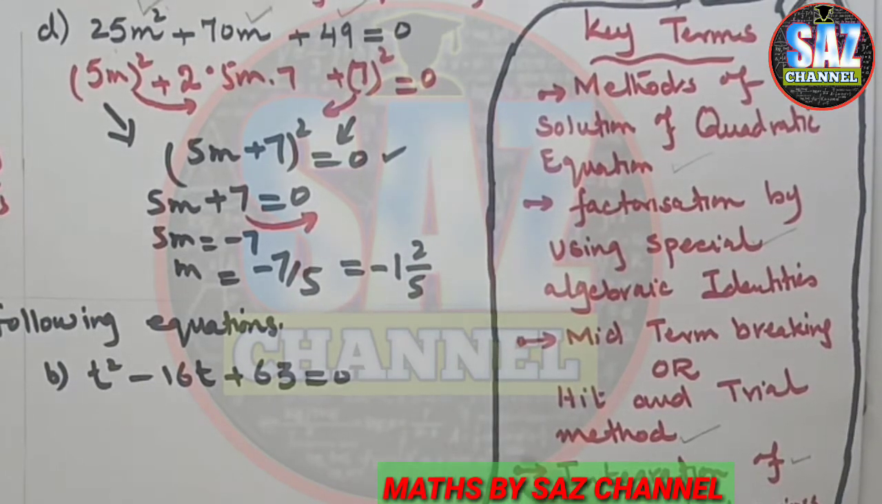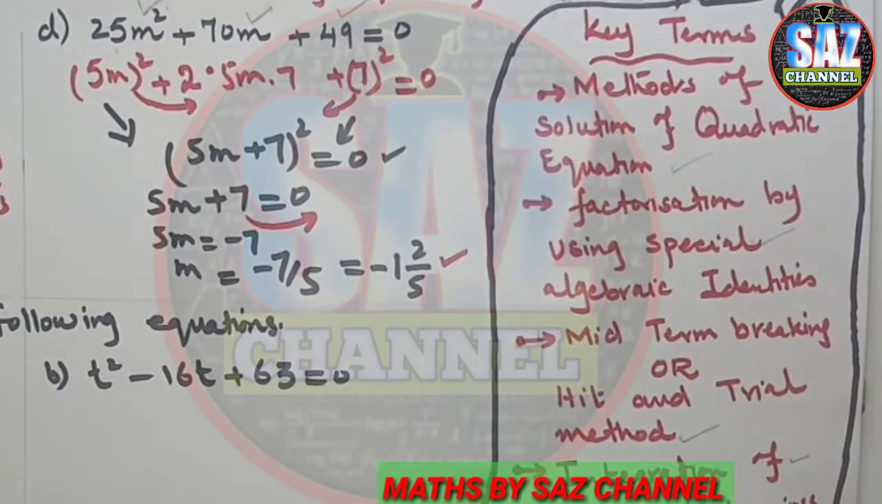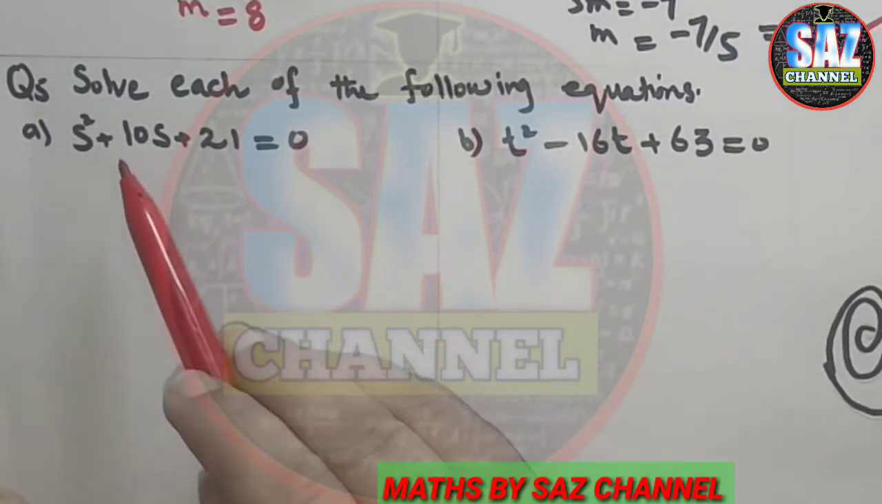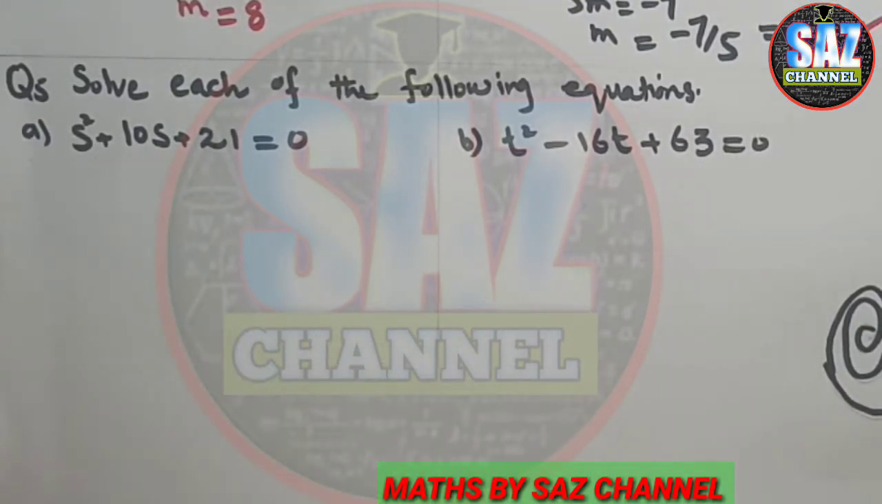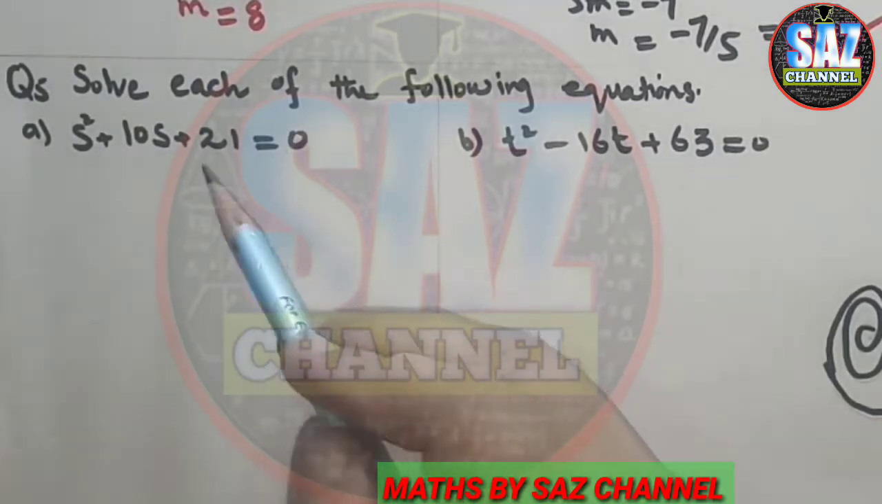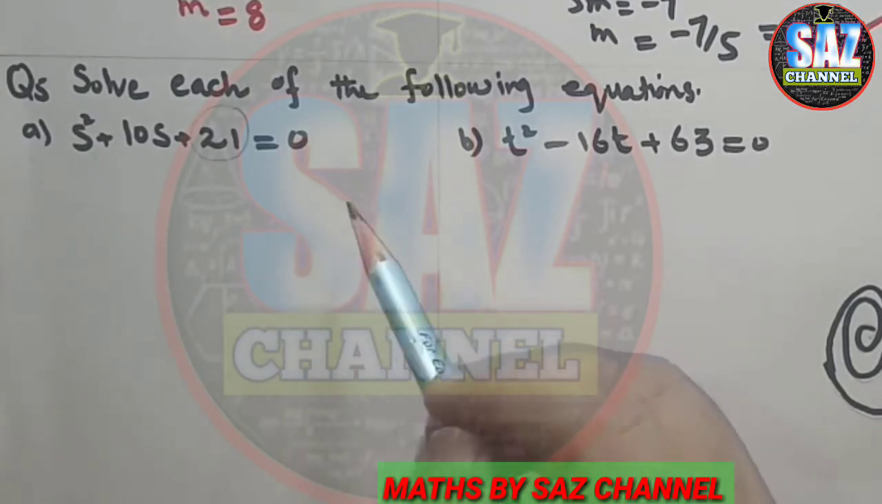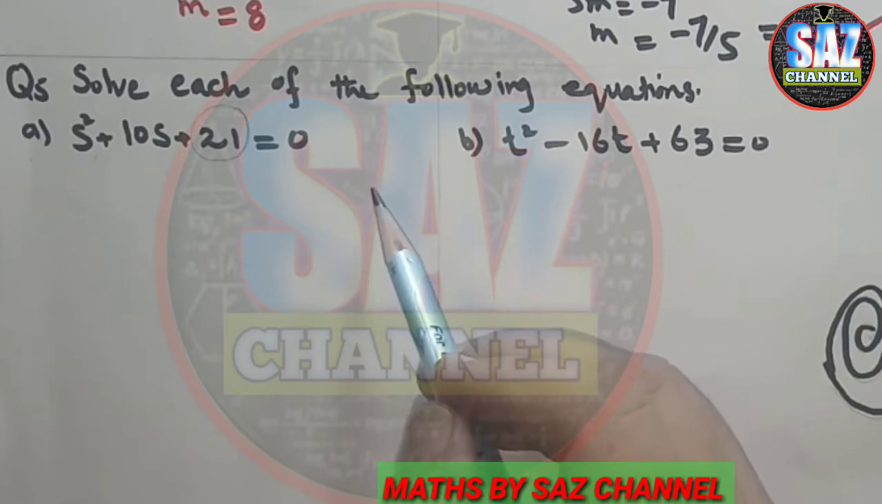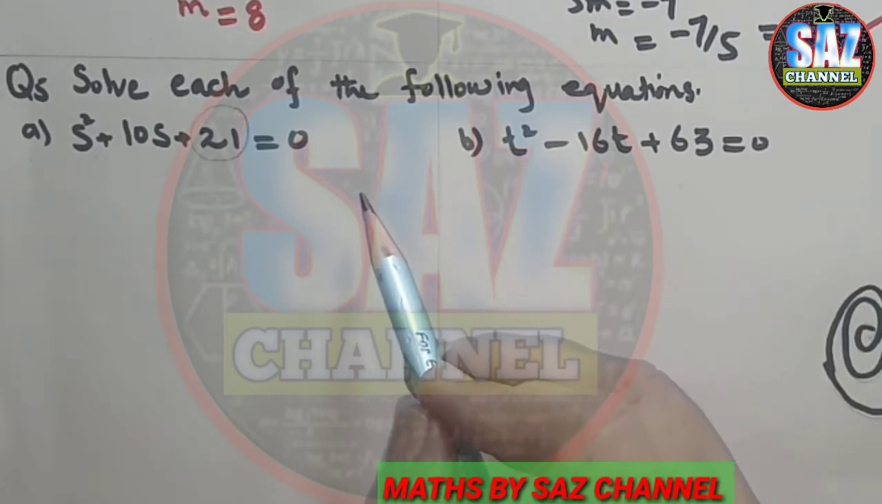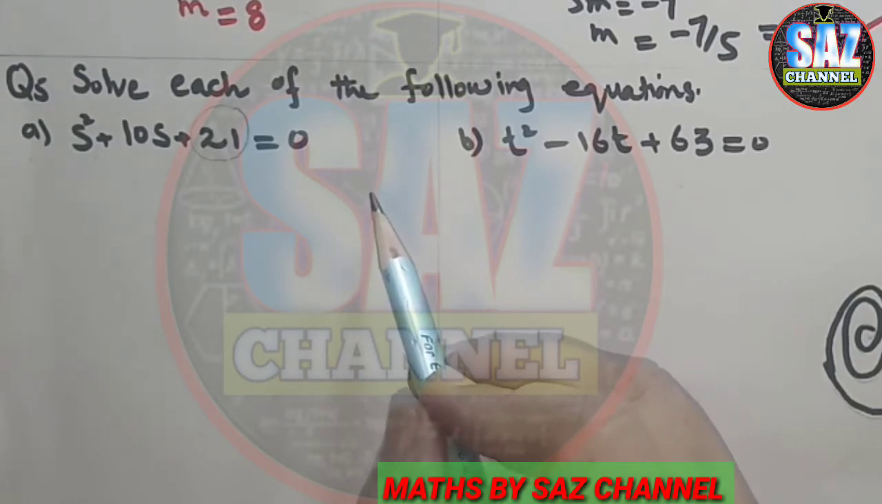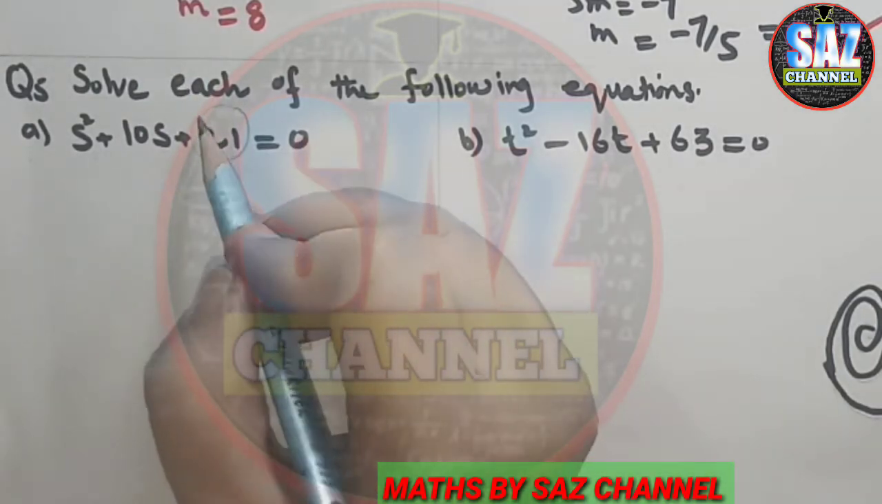I hope you are clear about these two questions, and before solving the question you must watch carefully whether the question can be solved by the hit and trial method or by any one of the perfect square identities. Coming to the next question, it says s square plus 10s plus 21 equals to 0. Here the third term, which is 21, is not a perfect square, so we will preferably go with the hit and trial method. We have discussed a lot about the hit and trial method in chapter number 3. If you find any difficulty in understanding the method of hit and trial, you can watch my lesson, for which I'll give the link in the description box. Let's move to the solution.